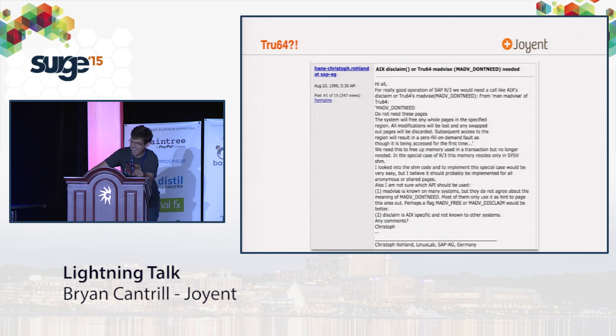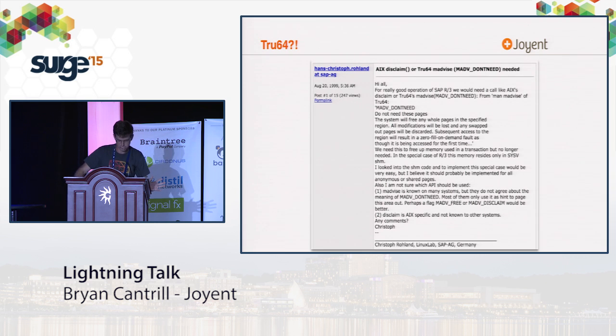Wow, AIX versus Tru64 in a semantic duel. Like, which one are you going to root for there? In this case, the right decision was AIX, my friends. Go figure. Sometimes it is the right answer. So he's saying, like, listen, this is what we need. You should add MADV_DONTNEED. And he says madvise is known in many systems, but they do not agree about the meaning of MADV_DONTNEED. That's putting it euphemistically.